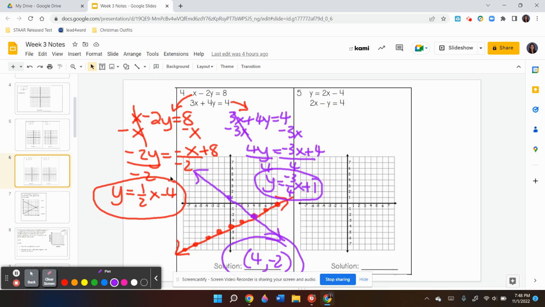Problem number 5. We have y equals 2x minus 4. So here we're going to go ahead and graph this one since it's already in slope-intercept form. Our y-intercept is -4, and our slope is up 2, to the right 1. Up 2, to the right 1.